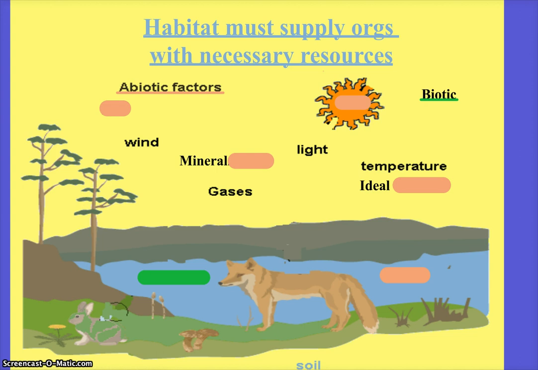The fox drinks water from the lake. I accept. That's the fox relies on water from its environment to survive. Yes. Okay. Name me some abiotic factors in this diagram. The wind. What else?